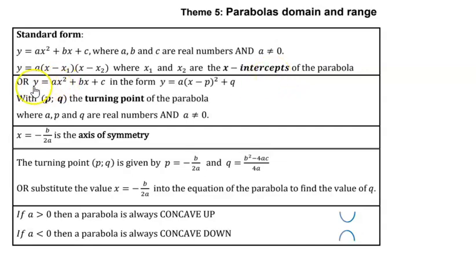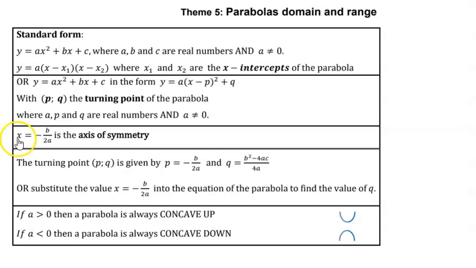We can also write the standard form equation in this form, y equal to a times (x minus p) squared plus q. p and q here are special values because they show us the turning point of the parabola. At p we will find the minimum or the maximum of q, and in all these cases we may not have a equal to 0, because then we do not have a quadratic equation anymore.